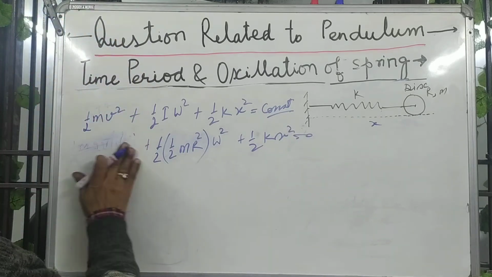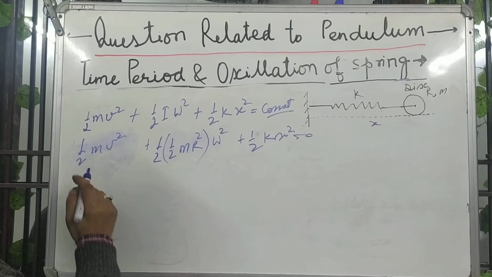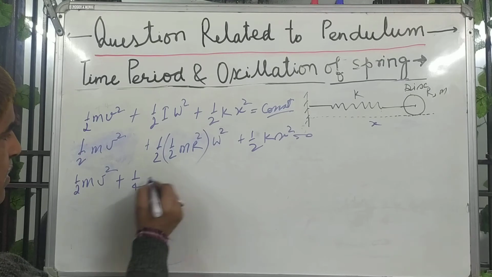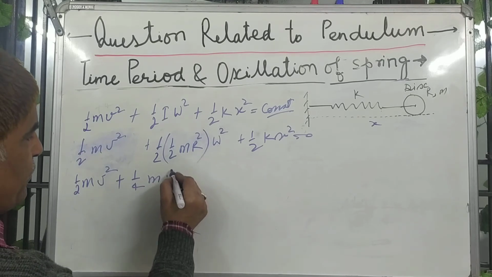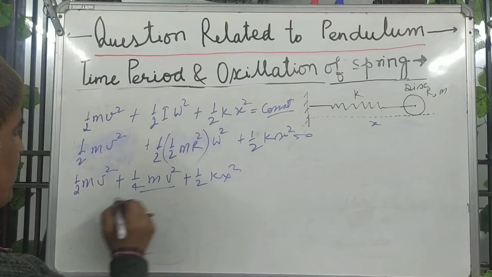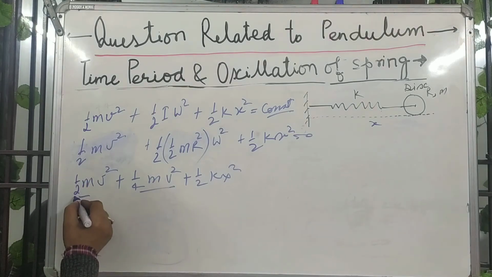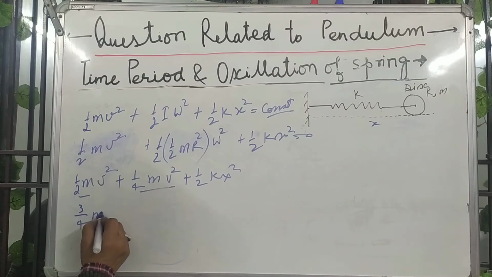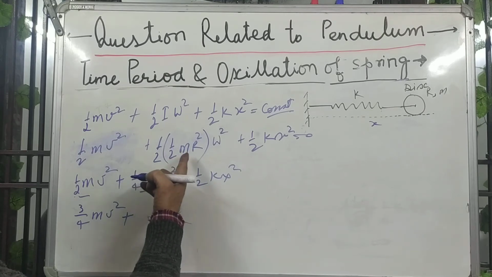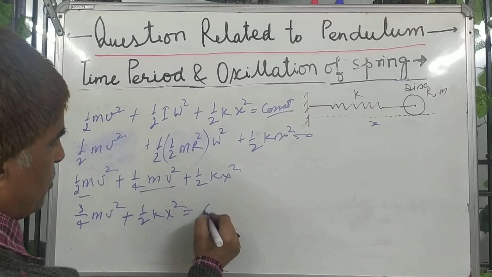So now, we may write it as half m v square plus 1 by 4 m, where r omega is v, square, plus 1 upon 2 k x square. So half plus 1 by 4, how much is it? It is 2 by 4 plus 1 by 4, 3 by 4 m v square, plus half k x square equal constant.